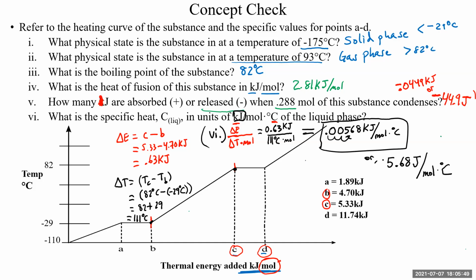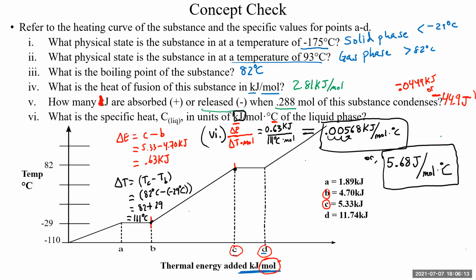Celsius. If we knew the molar mass, we could actually convert this to joules per gram Celsius, just like a normal specific heat. So this is the specific heat of the liquid phase of this unknown substance. This indicates what? Is this substance a better or worse thermal conductor?